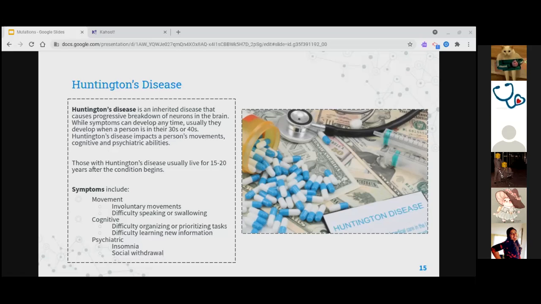Symptoms can develop at any time, but usually they develop in your 30s or 40s. Just as a note, if symptoms or the condition does develop before you're 20, it's called juvenile Huntington's disease. Huntington's disease impacts a person's movements, cognitive, and psychiatric abilities. Those with Huntington's disease usually live for only 15 to 20 years after the condition begins. Some symptoms of Huntington's disease are involuntary movements, difficulty speaking, difficulty organizing or prioritizing tasks, difficulty learning new information, insomnia, and social withdrawal. Next, let's move on to cancer.